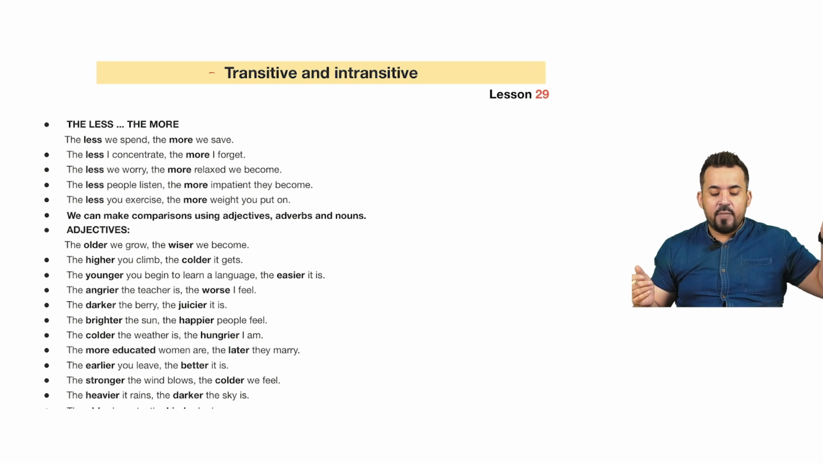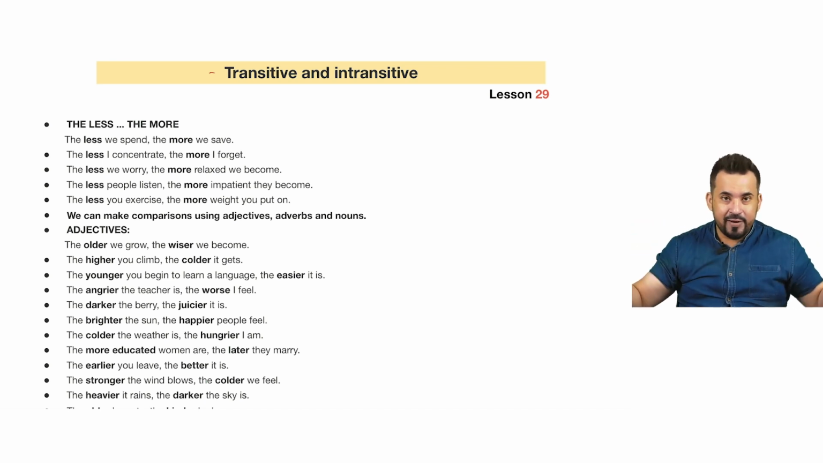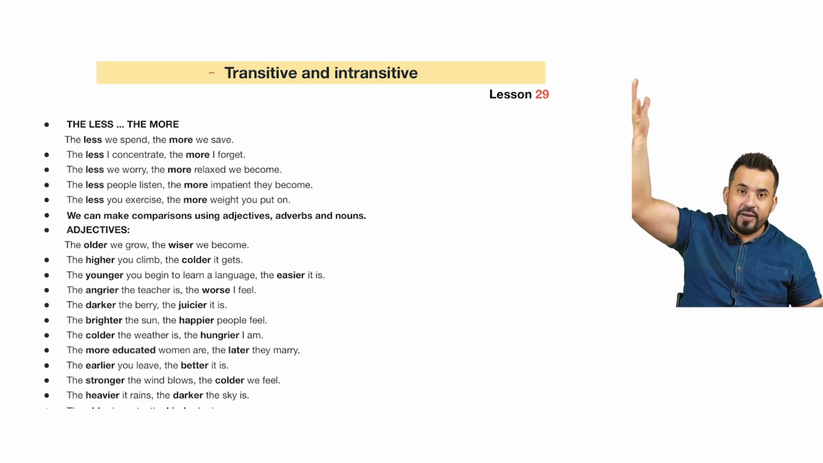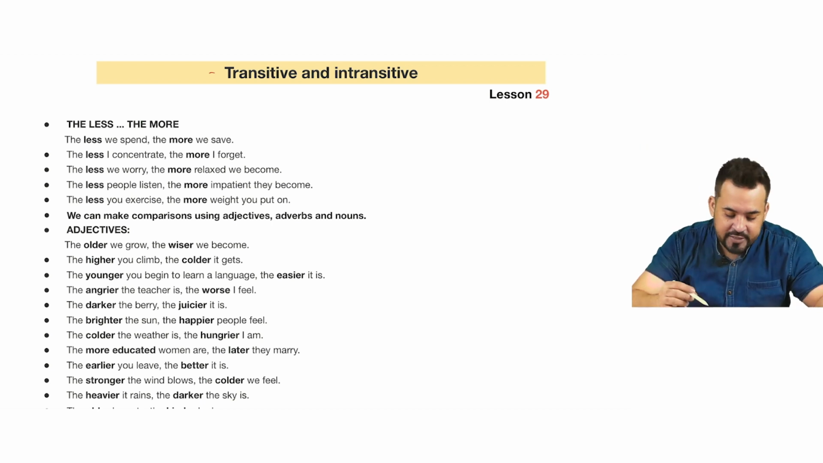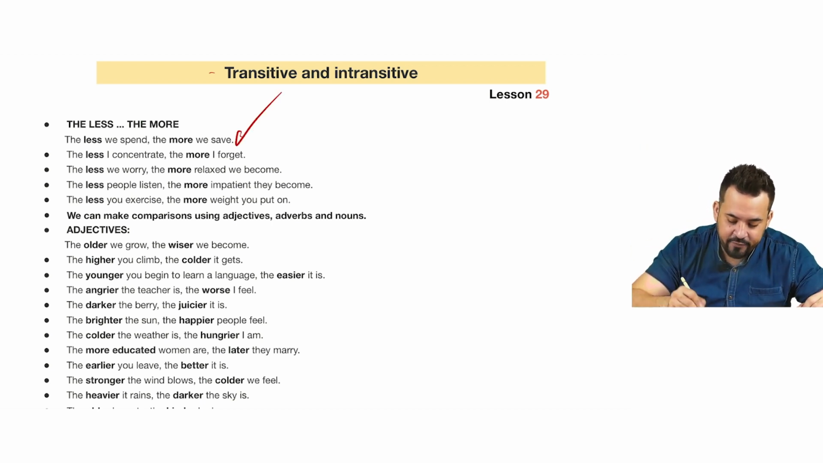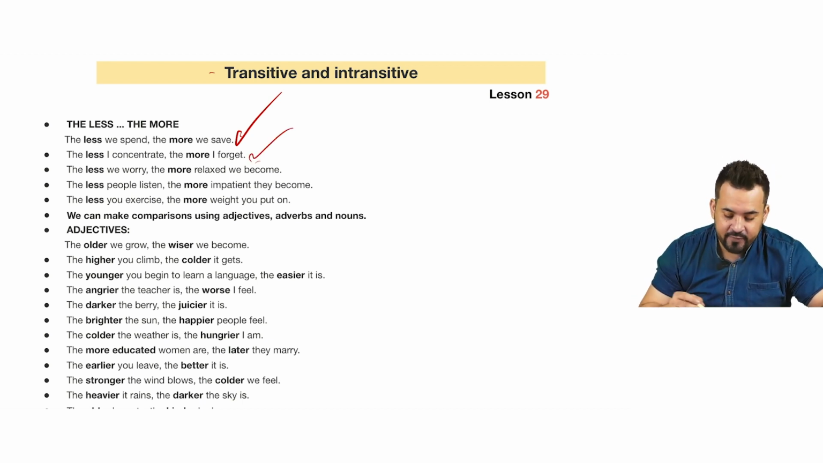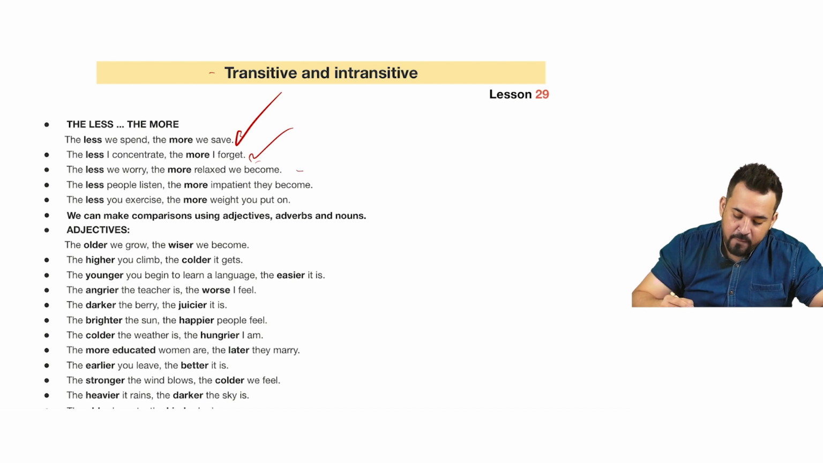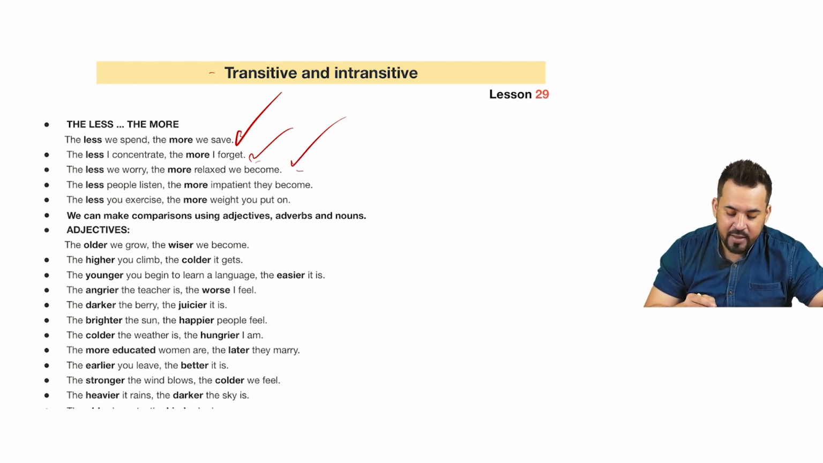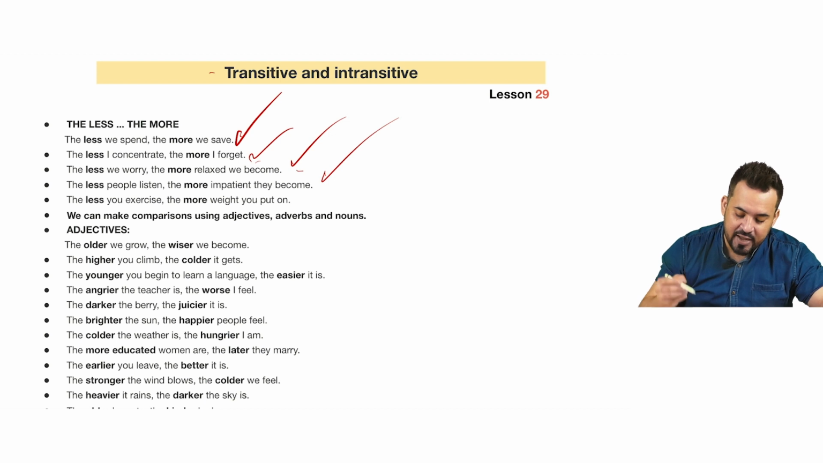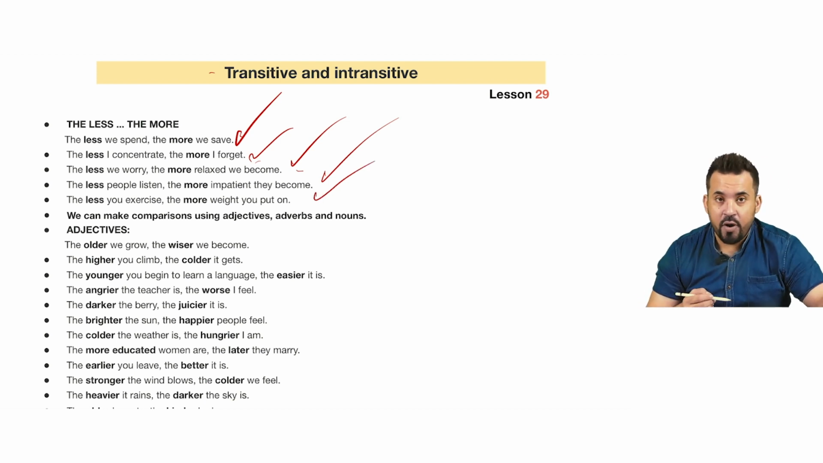Okay, now we'll talk about the less, the more. The less you do of something, the more you get of the other thing. So let's take a look. The less we spend, the more we save. The less I concentrate, the more I forget. The less we worry, the more relaxed we become. The less people listen, the more impatient they become. The less you exercise, the more weight you put on.